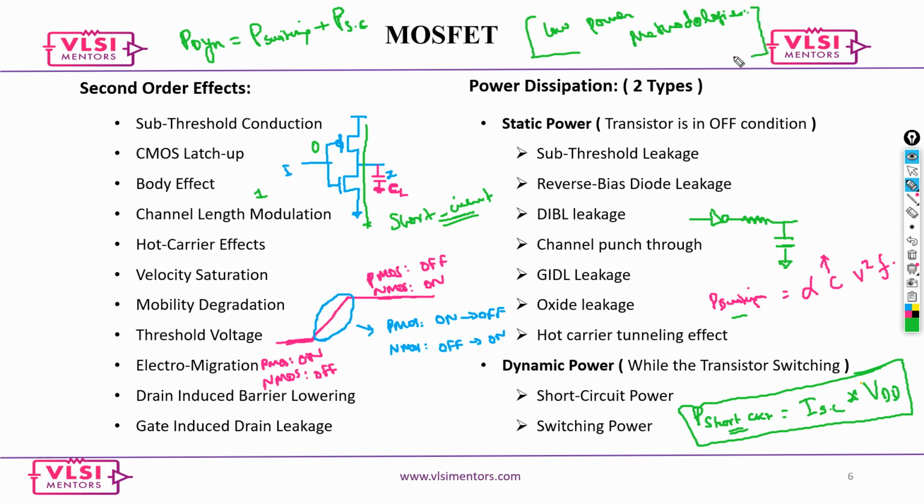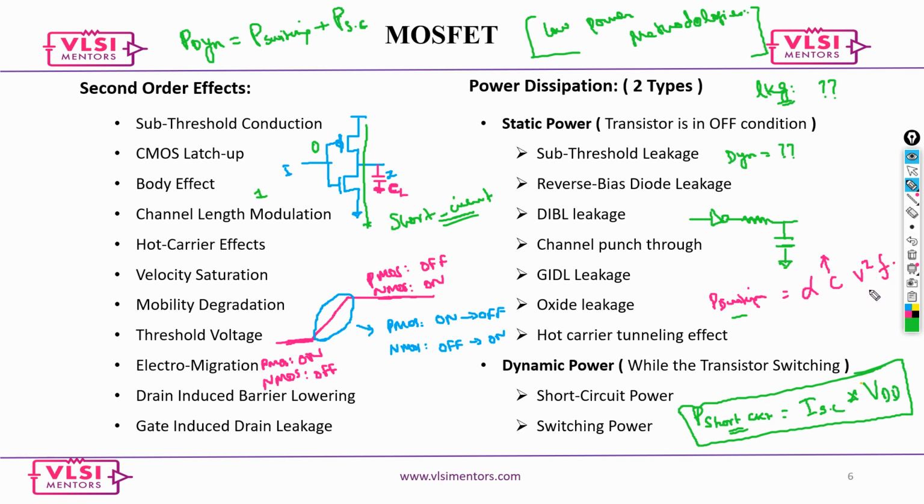Now let's say I want to reduce your leakage, so what are the options that we can use? Figure it out. Now I want to reduce my switching, basically dynamic power. What methods will you try to use? For example, don't tell me that you will reduce the C or reduce the frequency. Frequency, we normally don't prefer reducing for saving power.